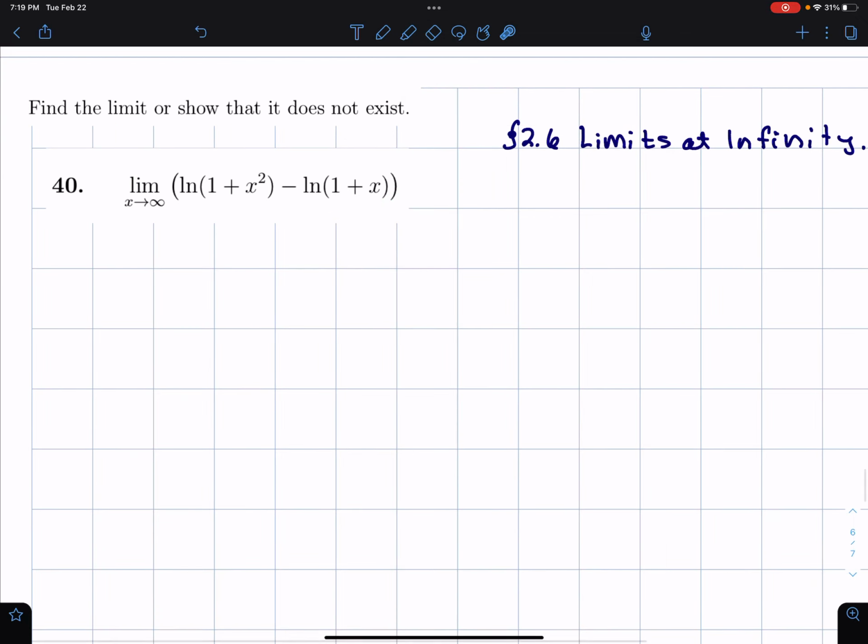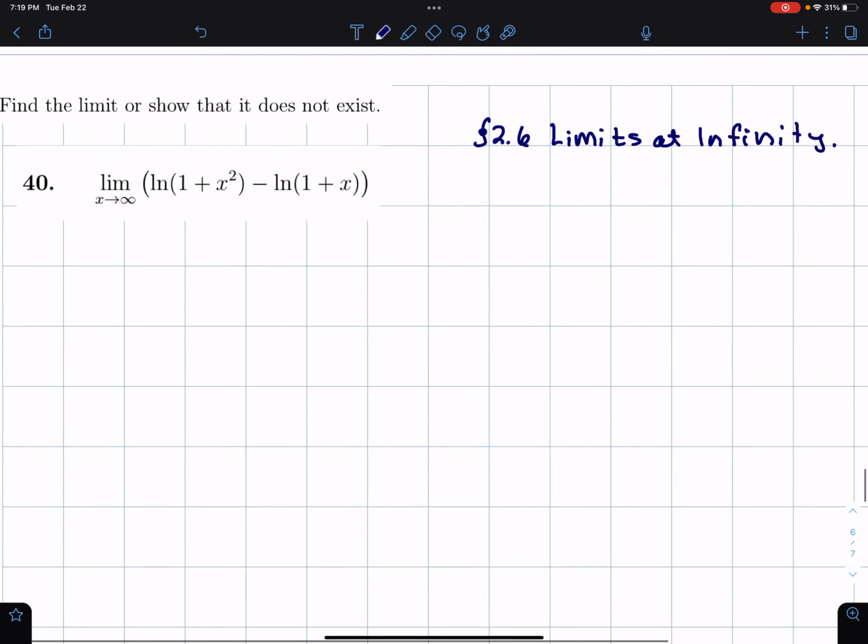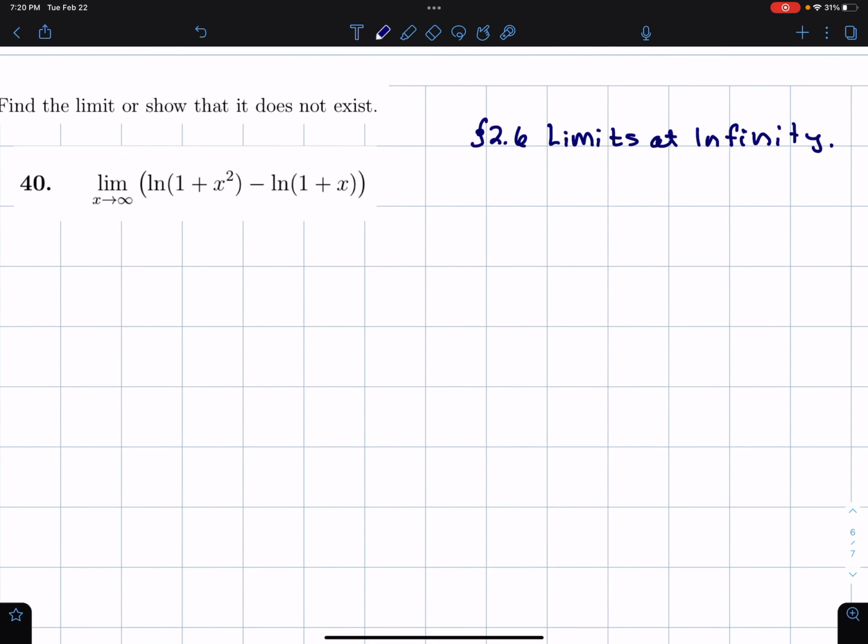So here's the trick to this problem, and I think that's why I really wanted to do this video, is we have this property of logs that I'm going to use here. Let's just go through a few of them. Log could be common log. We're going to talk about the natural log.